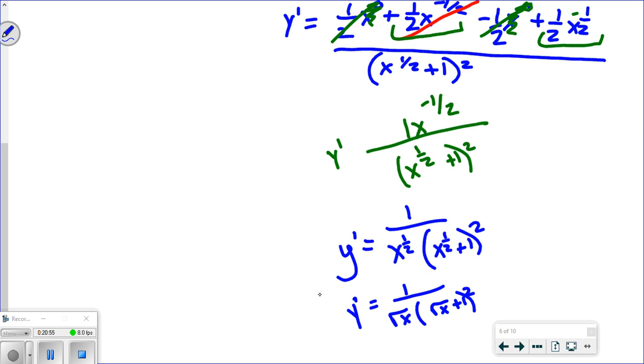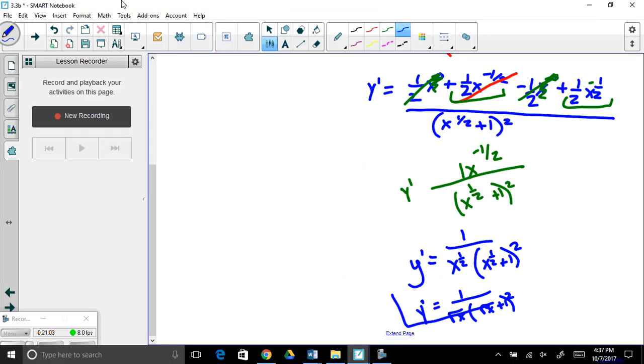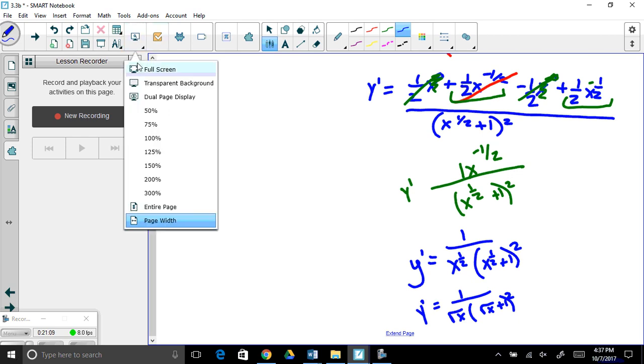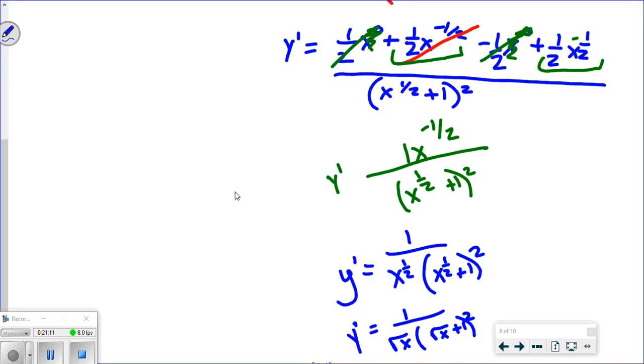That's probably how I'd expect to see the answer, but they really could do it either way. So either of those answers are acceptable, but I would probably expect to see it like the one on the bottom with the square roots. I'll try circling it one more time for you. There you go. That was better.